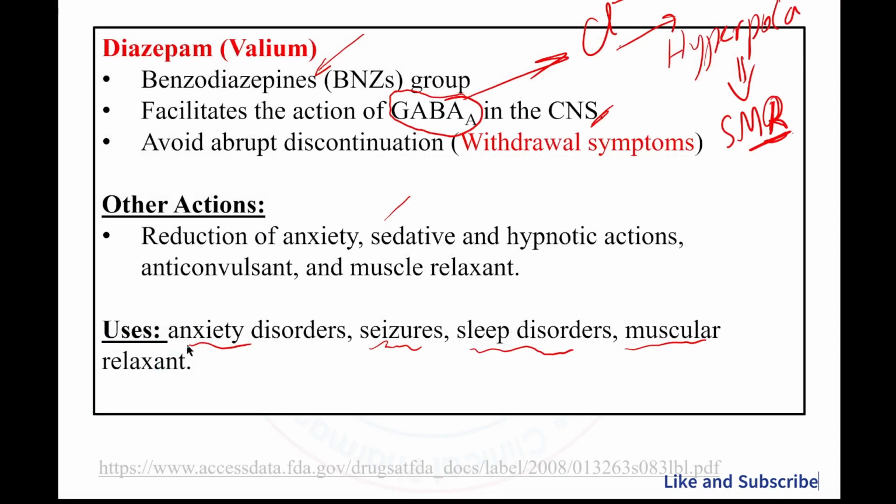So again, anxiety: we use Valium for anxiety. We use Valium for seizure. We use Valium for sleep disorder, as a hypnotic medication to induce sleep, and as a skeletal muscle relaxant.